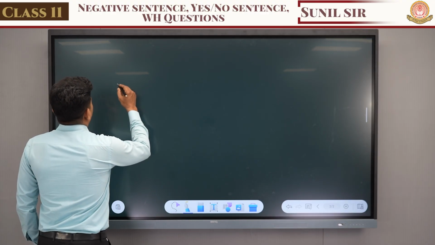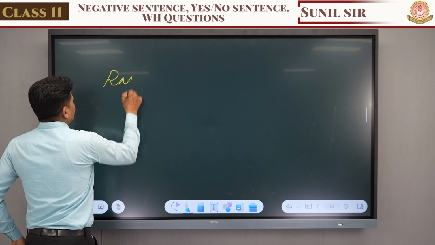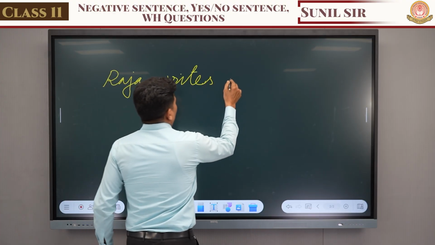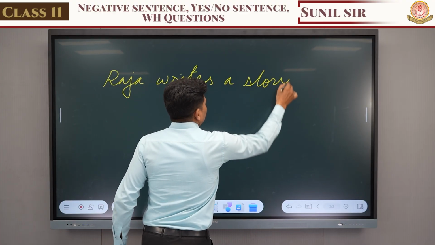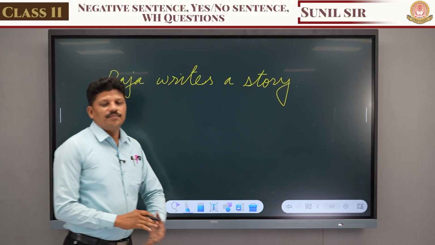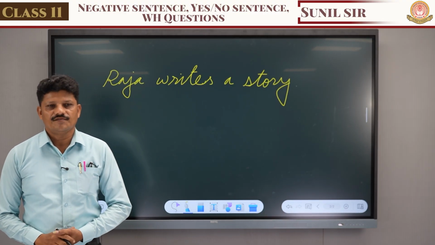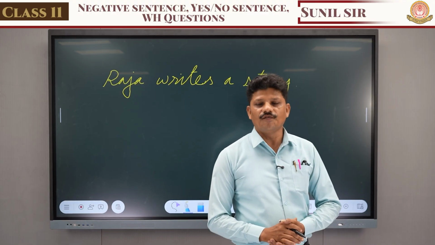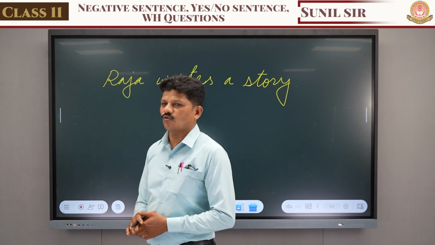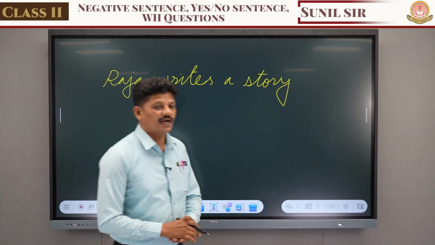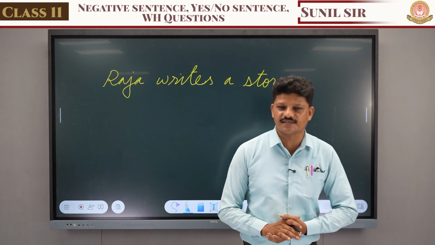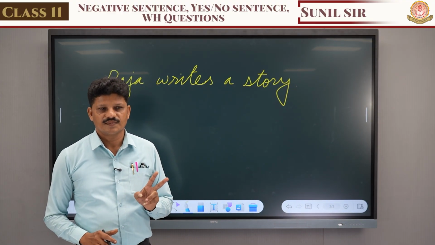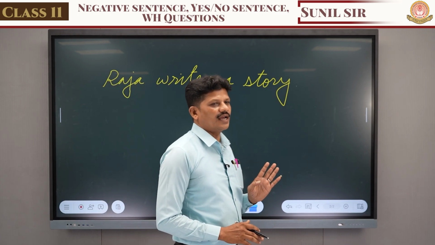For example, Raja writes a story. Before making the negative sentence, we should also know something. I am asking you, how many verbs are there in a single sentence? I am talking about the general tenses. How many verbs are there in a single sentence? So there are always two verbs. They are the main verb and the helping verb.